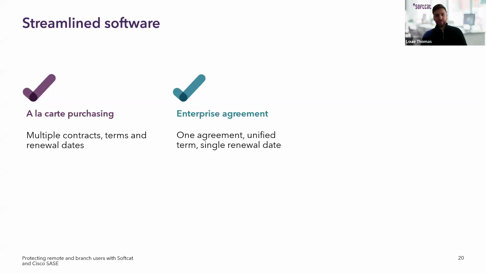Now, if we look to the right where we see enterprise agreement, this is where we can simplify the whole approach. Now, there is one single end date that doesn't shift, one single set of terms and license key, and the ease of adding licenses in as and when you need through the portals. And in case of the Meraki theme that we're talking about today, this is all done within one dashboard and is really simple and unified.